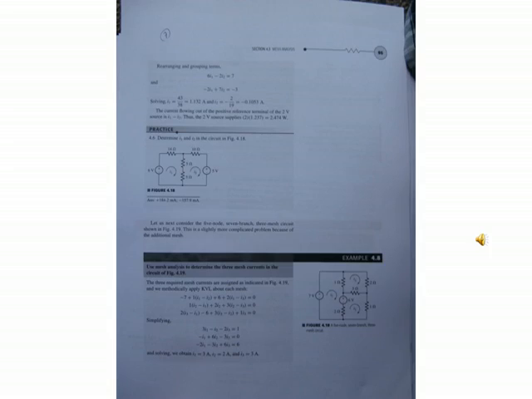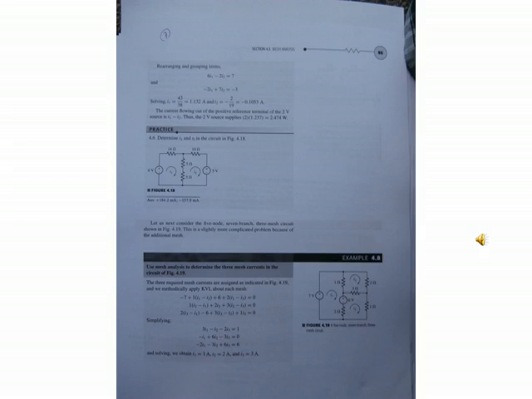Now let us look at another example where we write down the KVL equations. There are three meshes, I1, I2, I3. The resistors are 1 ohm, 3 ohm, 2 ohm, 2 ohm and 1 ohm.